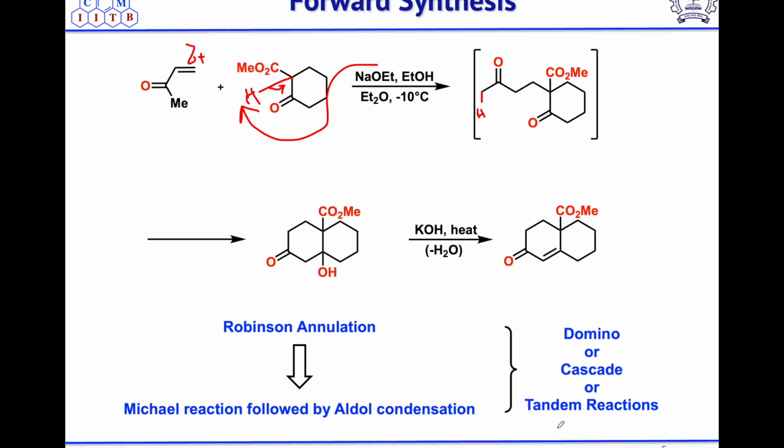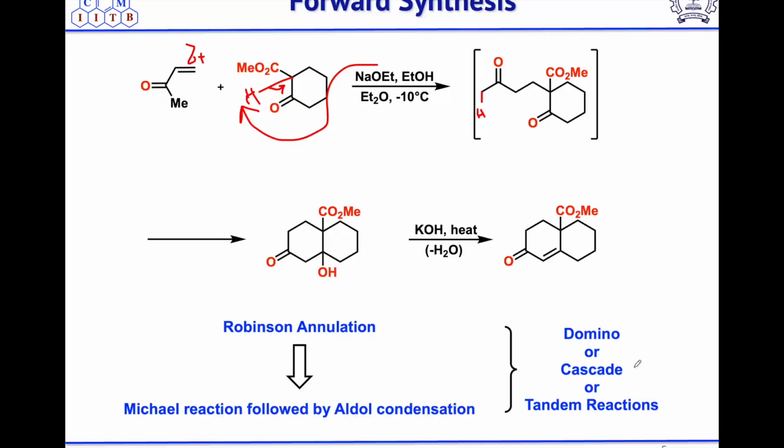Okay, so that is very interesting. It is highly economical and also environmentally friendly. So the Robinson annulation is an example of these domino, cascade or tandem reactions. Now you have an idea about this type of reaction.